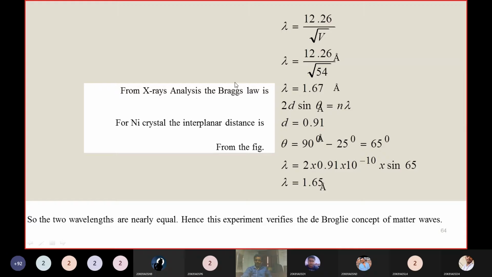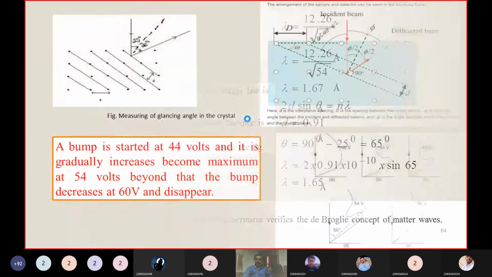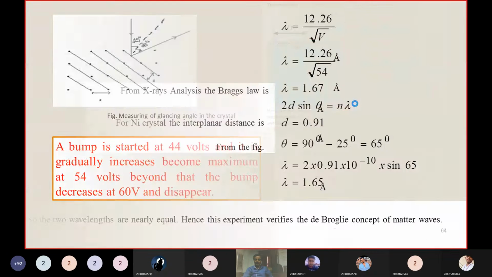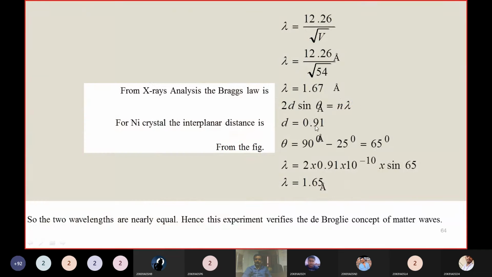Bragg proposed a law, 2d sin theta is equal to n lambda. Here d is the spacing between the nickel crystal planes. This is the total nickel crystal arrangement. This is one plane of the nickel crystal, and this is another plane. The distance between those two planes is d, which is a constant, and that value is 0.91 angstroms.